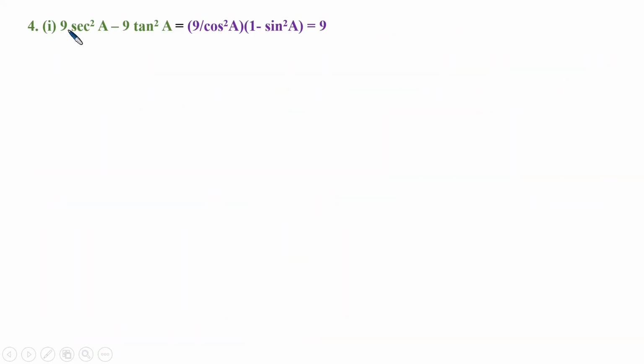Okay, problem 4. 9 sec square a minus 9 tan square a. I can take 9 common, and sec square I can write as 1 by cos square, and this is sine square a by cos square a, because sine square a by cos square a is tan square a. So 1 minus sine square a is cos square a, so this cos square a and this cos square a will get cancelled, equal to 9. You just go through it. I have written it straight, I have not used the mathematical font, but just go through this.